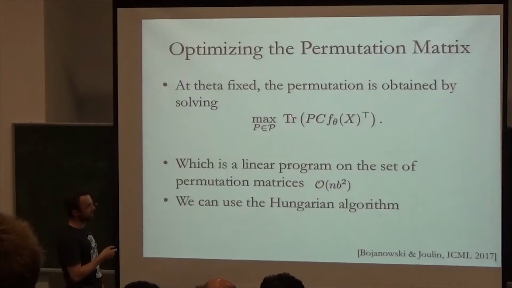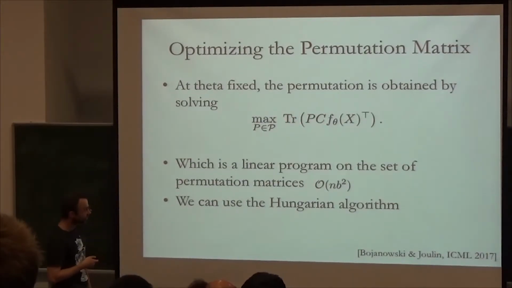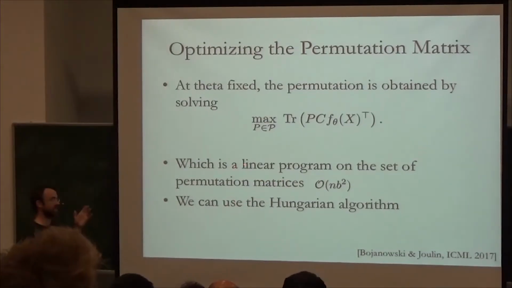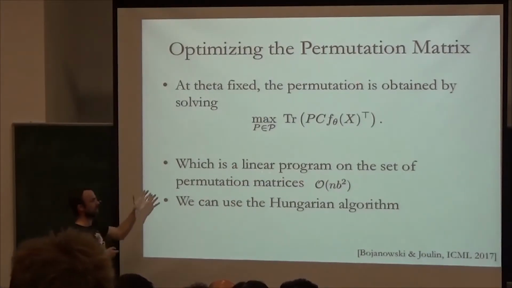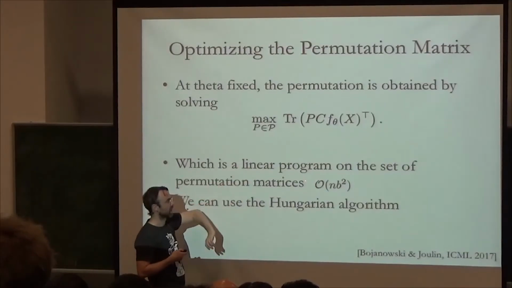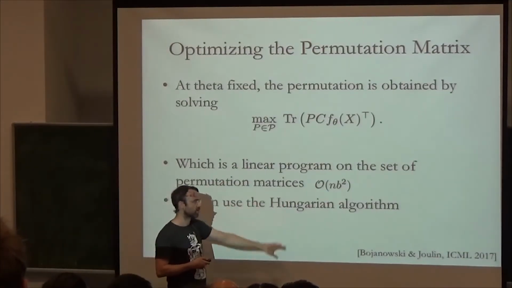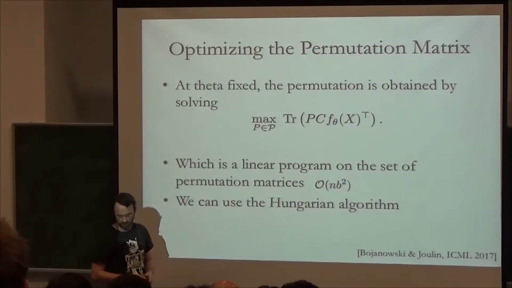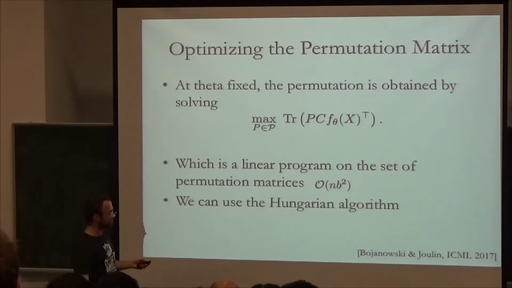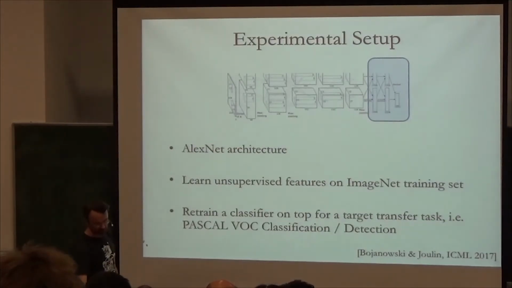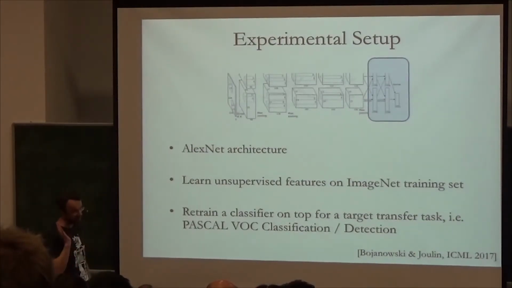So we're trying to find a P that maximizes this trace of this matrix multiplication. It turns out that it boils down to some sort of linear program, which you can then solve with this Hungarian algorithm in an efficient way. So there's a sensibly fast way to compute that. So that's basically the algorithm.